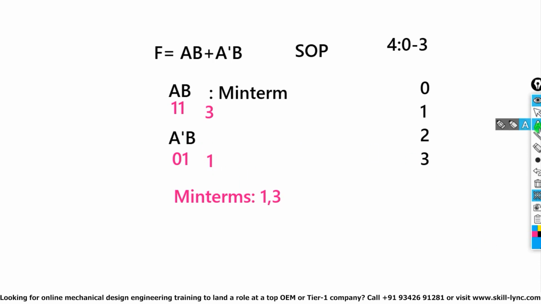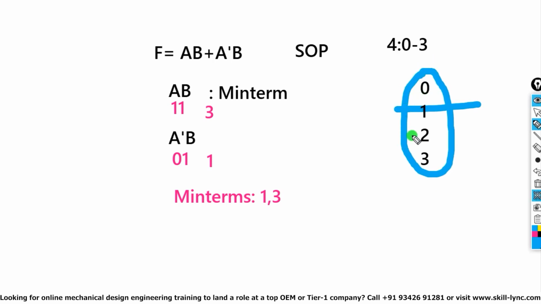Okay, so what we will do? We will cut these values from the list of possible combinations. These are the list of possible combinations and 1 and 3 are busy in minterms. So we are left with 0 and 2. So our max terms will be 0, 2. Now we have to write down these 0 and 2 in the form of binary and then we will take the POS, because our destination is POS.